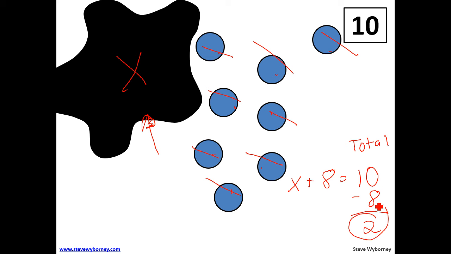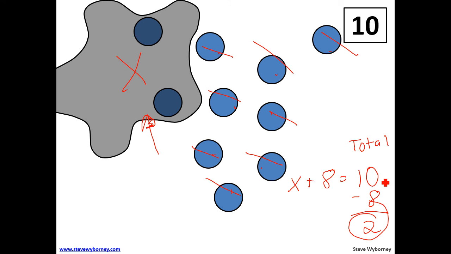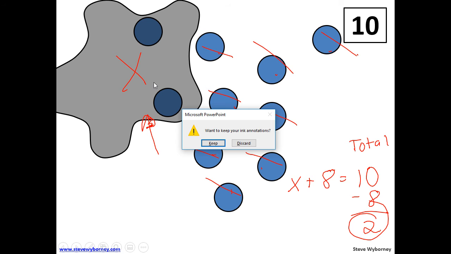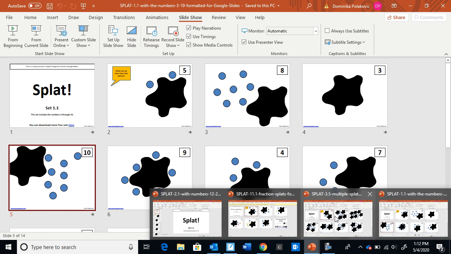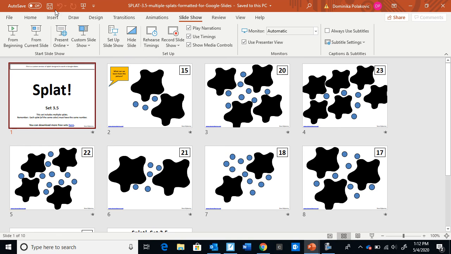So that's going to be the number that's underneath our x. Okay, so these are very simple equations. There's just one x, there's just one splat, but I wanted to visualize it first before I add a second splat. Okay, a second splat.